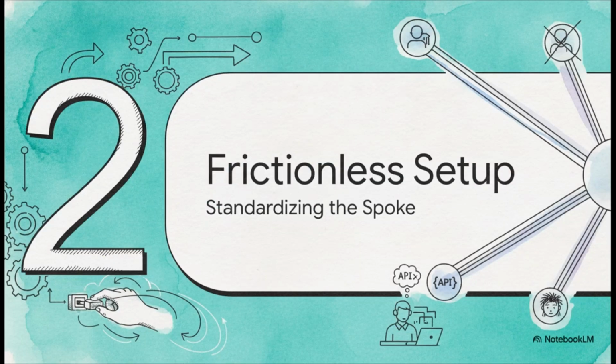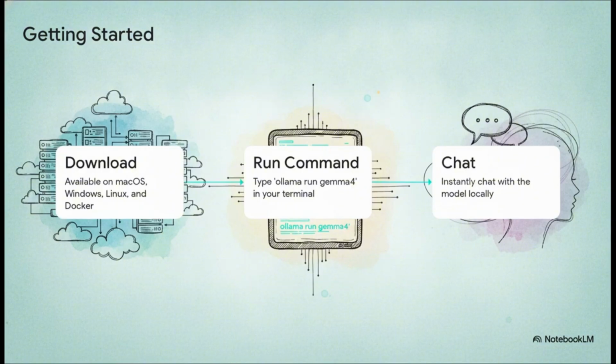Moving right along to Section 2, frictionless setup and APIs, standardizing the spoke. Now, once we have this highly efficient engine, how do we actually connect to it without pulling our hair out? Well, it's brilliantly brief. Step 1, download for your OS, macOS, Windows, Linux, or even Docker, whatever you're using. Step 2, open up your terminal and just type ollama run gemma 4. Step 3, you are instantly chatting. I mean, you can go from absolutely zero to having a conversation with a highly capable model like Gemma 4 in just 3 incredibly fast steps.